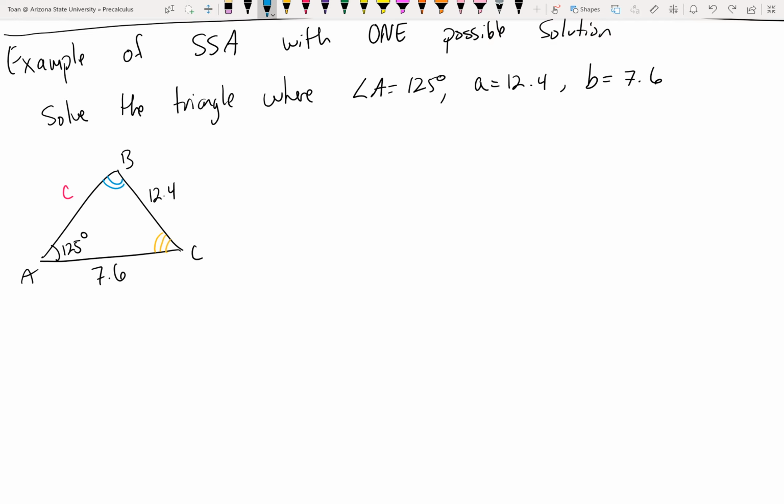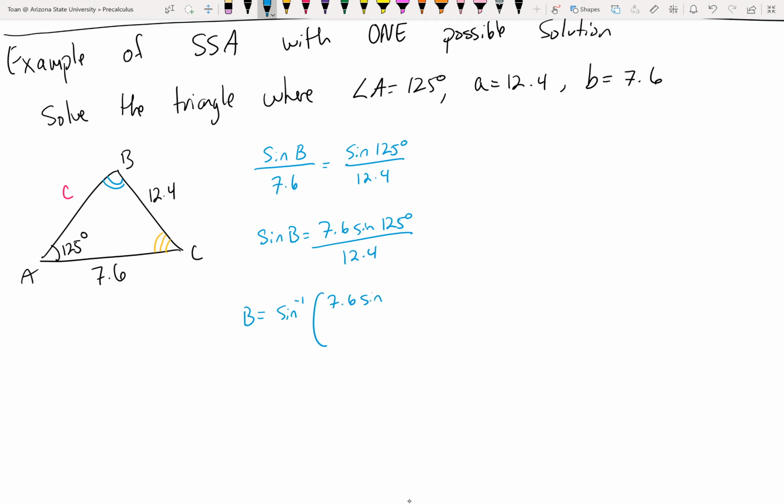Just set up law of sines as we did yesterday. Sine of angle B over side B is equal to sine of angle 125 over its opposite side. Then, as yesterday, get B by itself, multiply both sides by 7.6. Then we're going to take the inverse sine of that ugly mess, and if you do that, you are going to get approximately 30.1 degrees.